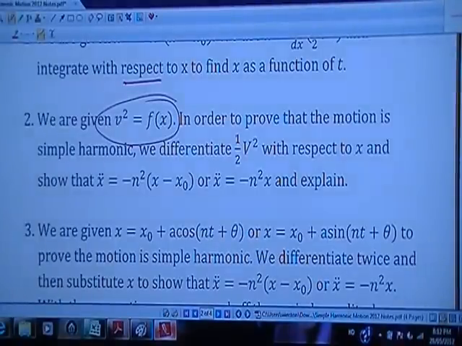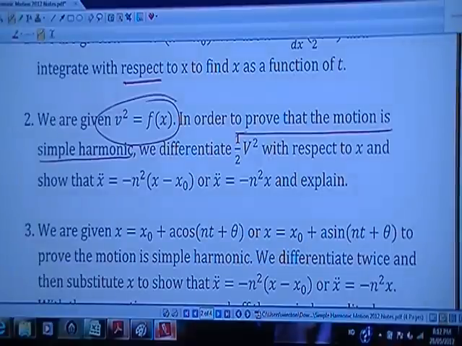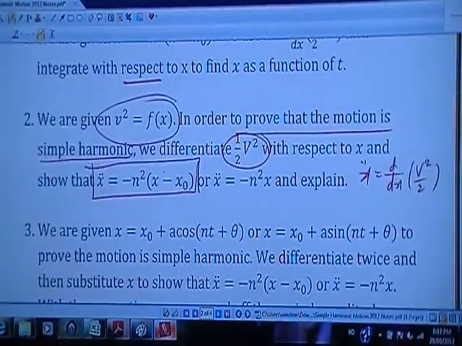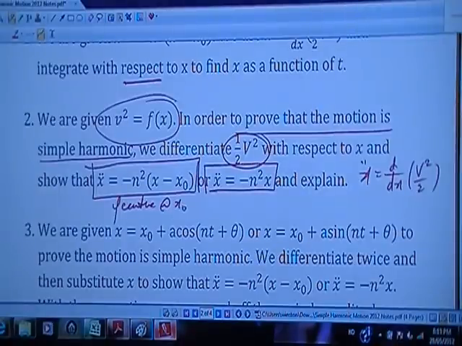The second type of question is when we're given v squared in terms of x. In order to prove that the motion is simple harmonic, we differentiate half v squared with respect to x, because as we saw before, x double dot equals the derivative of v squared on 2. Then show that your acceleration can be put in the form minus n squared (x minus x naught) if the center is at x naught, or x double dot equals minus n squared x if the center is just at 0.